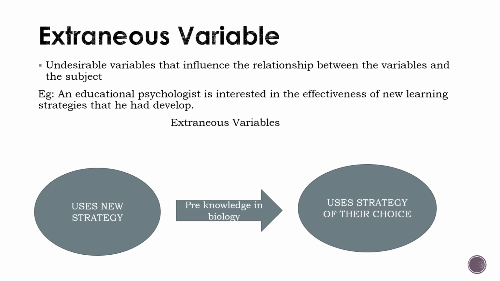Extraneous variables. These are undesirable variables that influence the relationship between the variables and the subject. For example, an educational psychologist is interested in the effectiveness of new learning strategies that he has developed. One group will use the new strategies and another group will use the strategy of their choice in learning. Thus, pre-knowledge in biology will affect the relationship between the variables and the subject in the study.